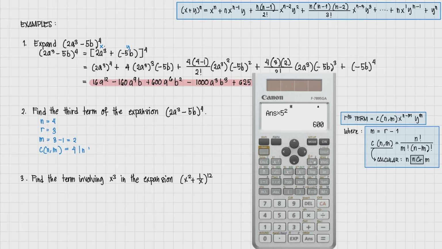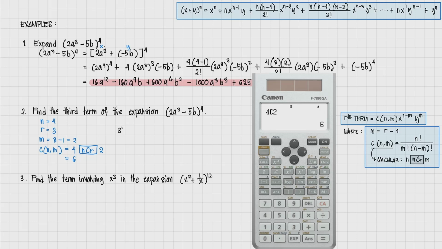Tapos, from the calculator, nCr times 2. So, if we solve this in our calculator, let's do that. We have 4 shift C times 2, and that's equals to 6. Okay, so we're going to use this formula in solving the r-th term, which is the third term.